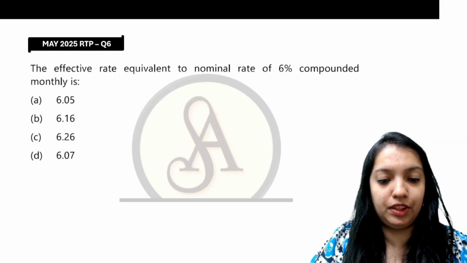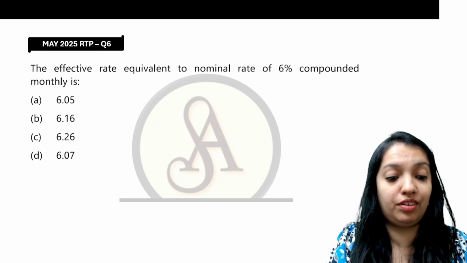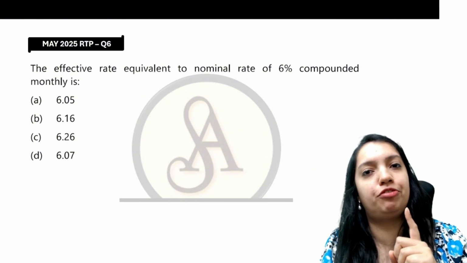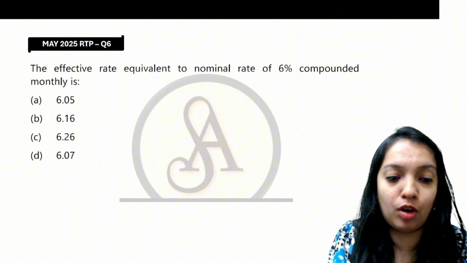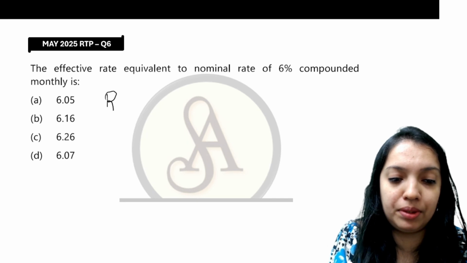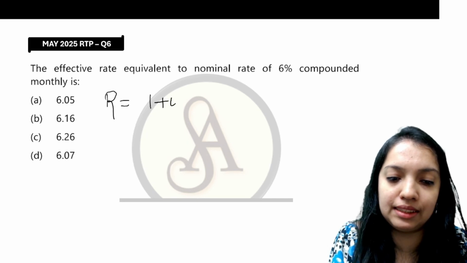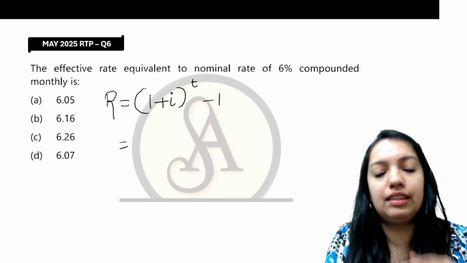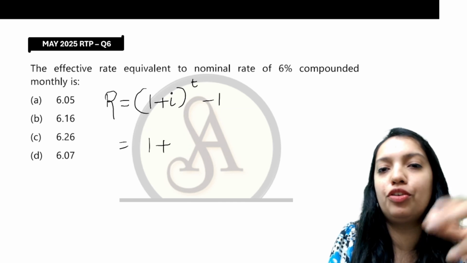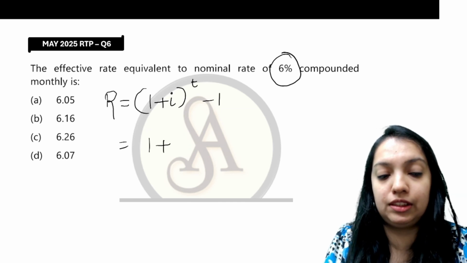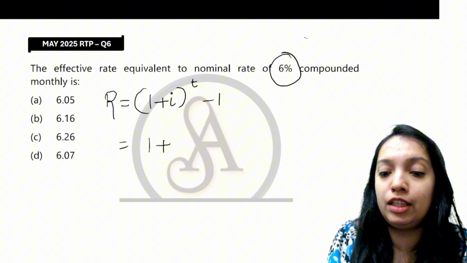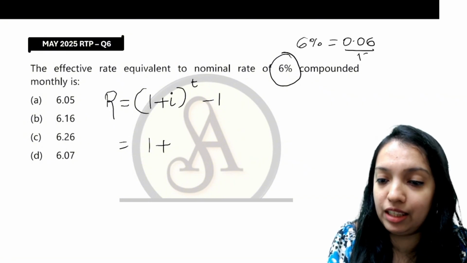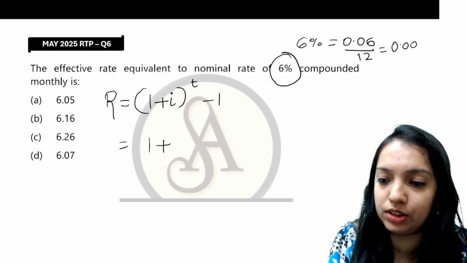Next question deals with effective rate of interest. I hope you all remember that I gave you one tip. In every examination there is a question from effective rate of interest, and the formula for effective rate of interest, capital R, is equal to 1 plus i whole to the power t minus 1. In this case, effective rate of interest is 1 plus. How do you calculate i? When they say 6%, which is compounded monthly, it will be 6% or 0.06 divided by 12, which is 0.005.